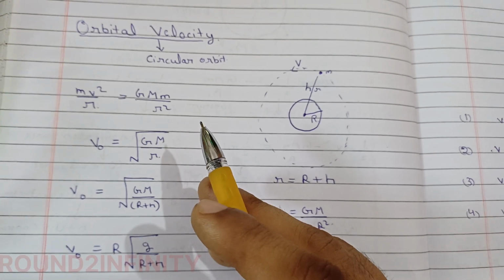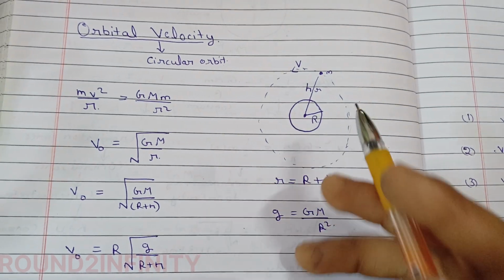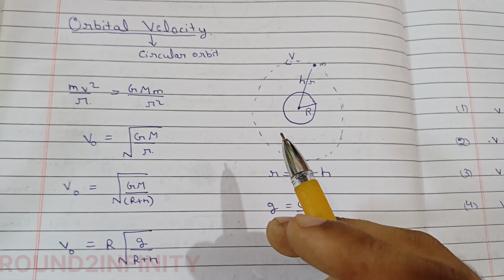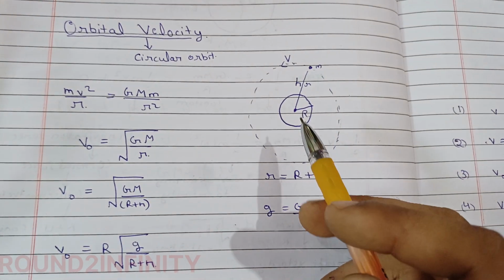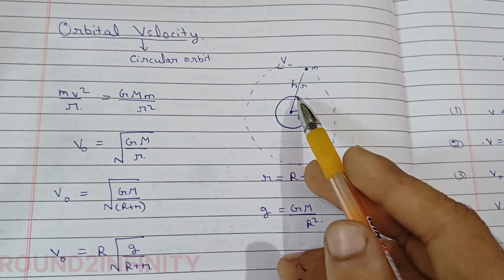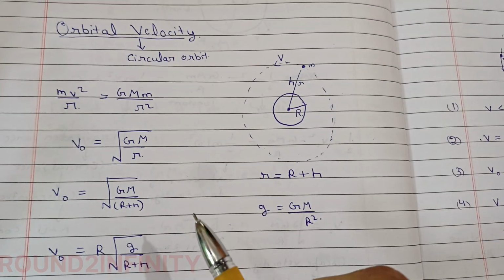So what is orbital velocity? Any satellite, or natural satellite, or anything which is moving around our earth and rotating periodically, we call that orbiting our earth. So we need to find the velocity of that object, or at what velocity we can throw an object from our earth so that it will start rotating around the earth. That is called the orbital velocity.